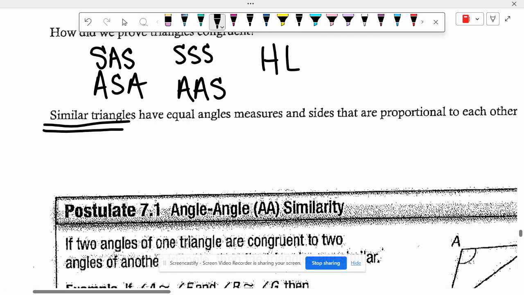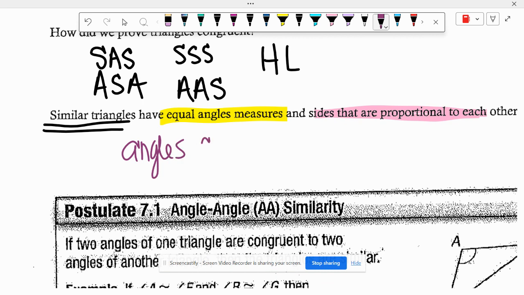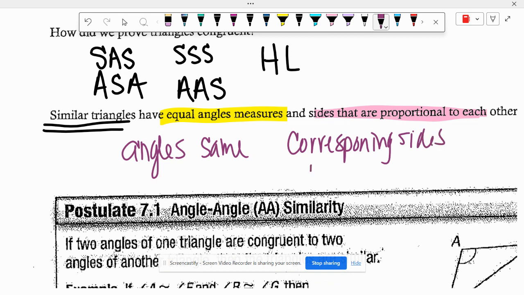Similar means that they have the same angle measures, but the sides aren't equal, they're proportional. So angles are the same, and the corresponding sides are proportional. That's what that says. Corresponding sides are proportional.